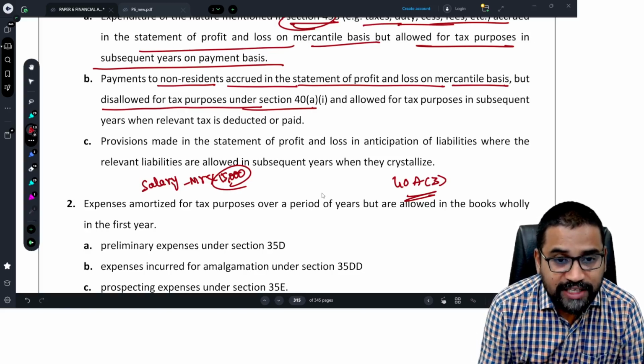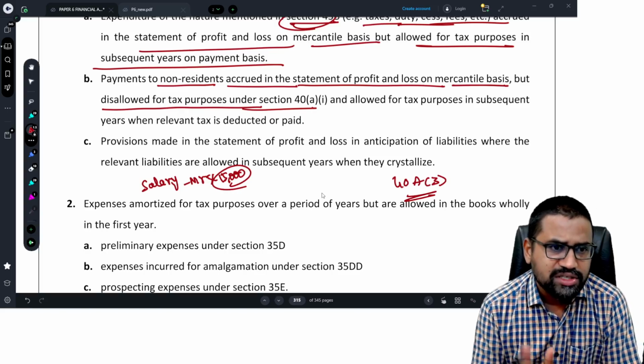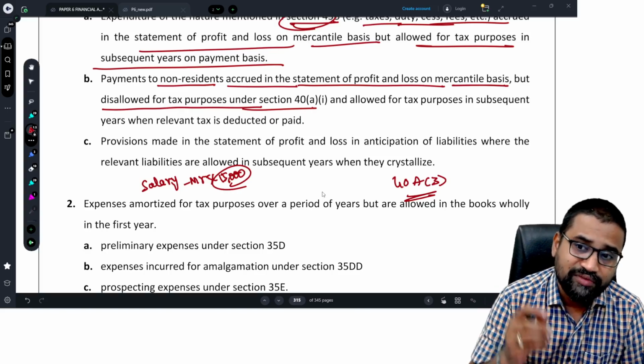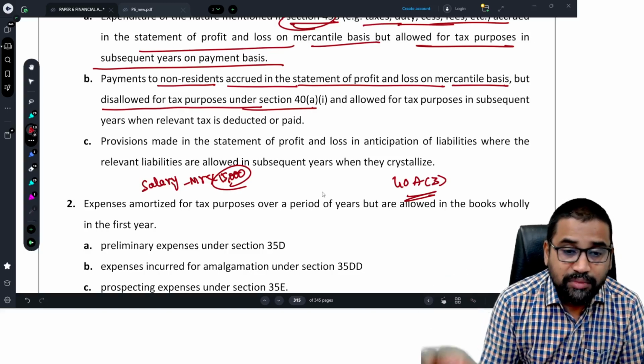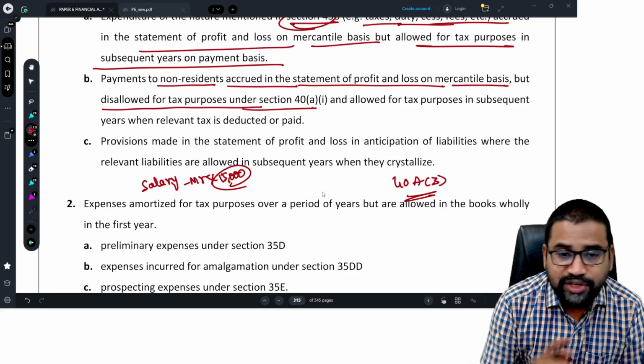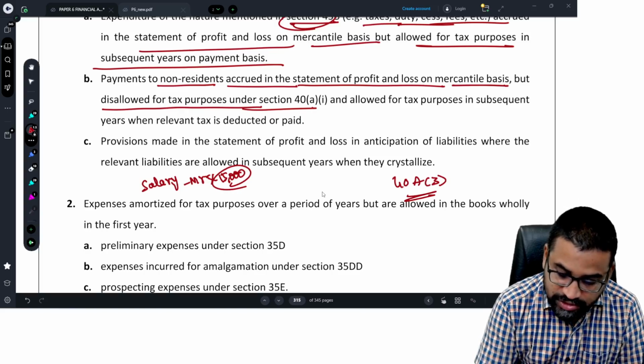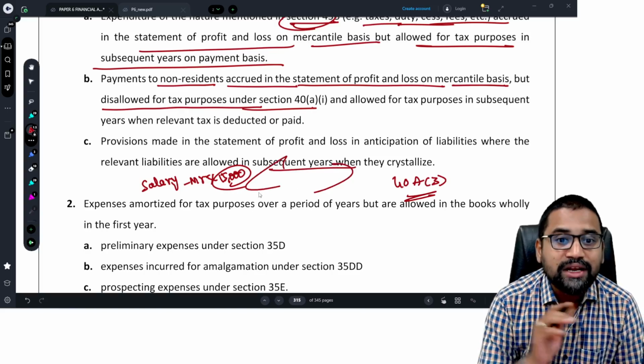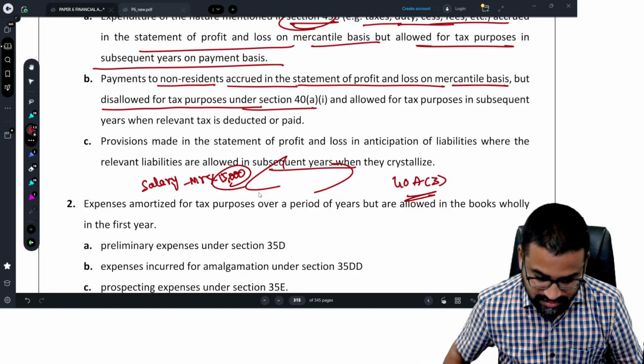But is this allowed as per the accounts? Yes, in accounts, we debit salary expenses. We don't see whether we paid in cash or other than cash. But in income tax, they say when you pay in cash, we don't allow. So this difference is what? Permanent difference. It is not going to reverse.